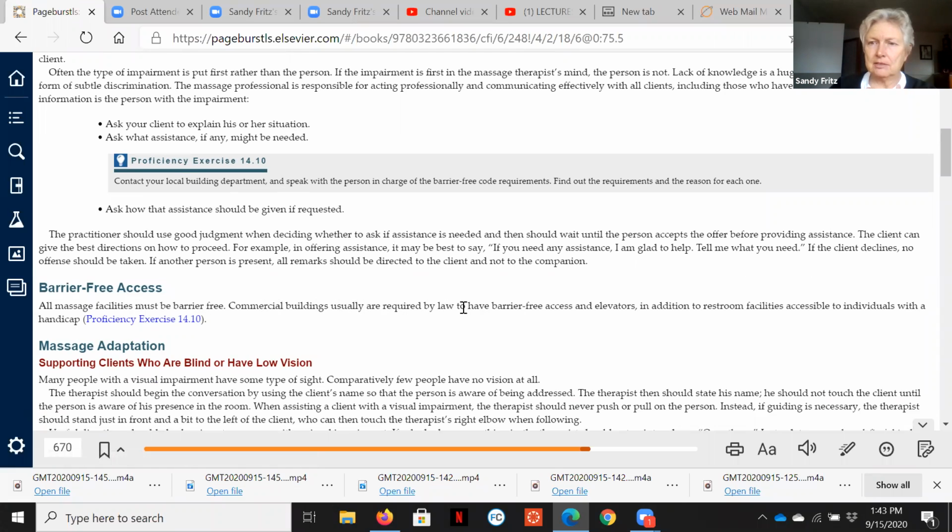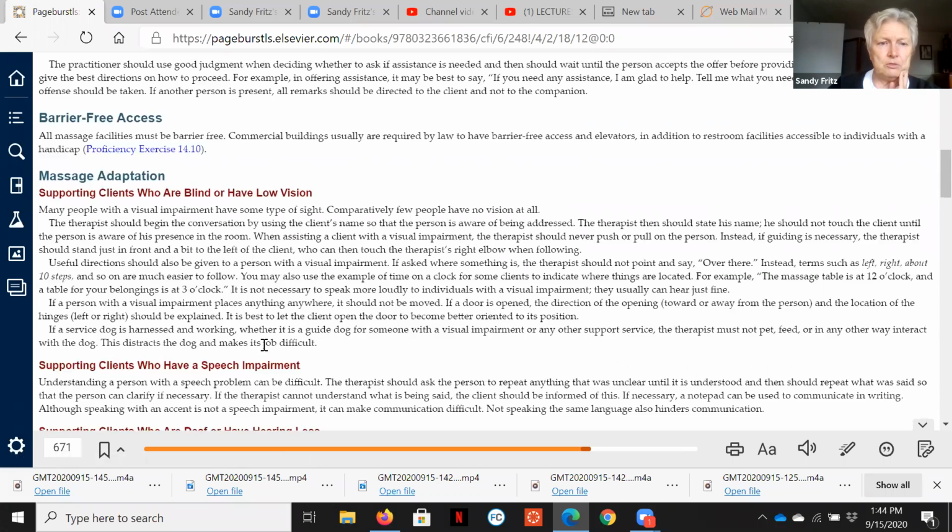So barrier-free access, your local zoning commission, your local building code departments, they can help you with that. And you want to make sure that if you are going to rent a facility or buy an actual facility, that it is barrier-free. Both access in and out, doors are wide enough, bathrooms are designed for mobility of a chair, and all of that, okay?